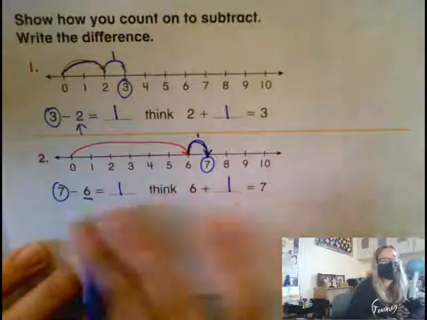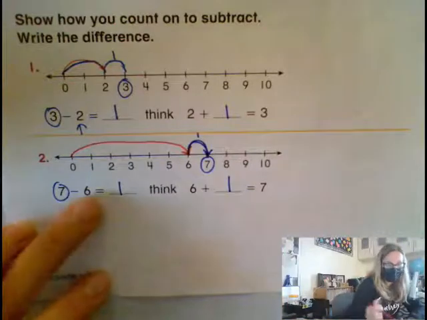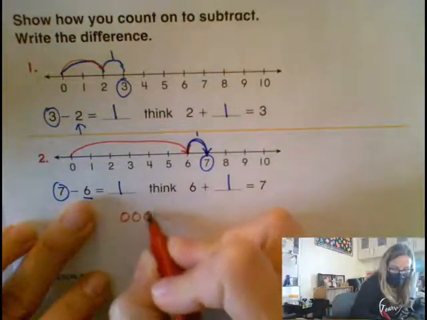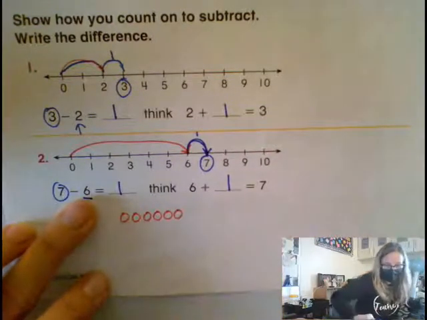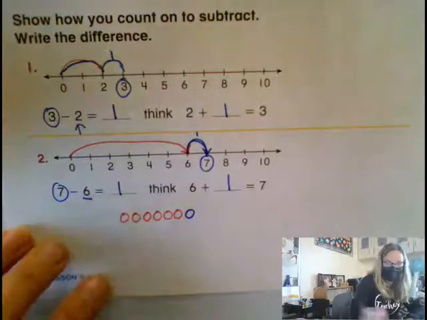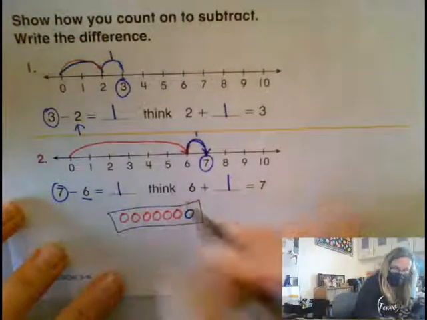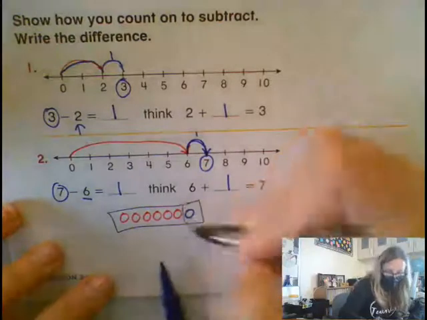Another way that you can check your work is to draw it out. Draw your 1, 2, 3, 4, 5, 6. Draw one more. Count them up and see. Is your total 7? Do your 2 parts add up to 7?